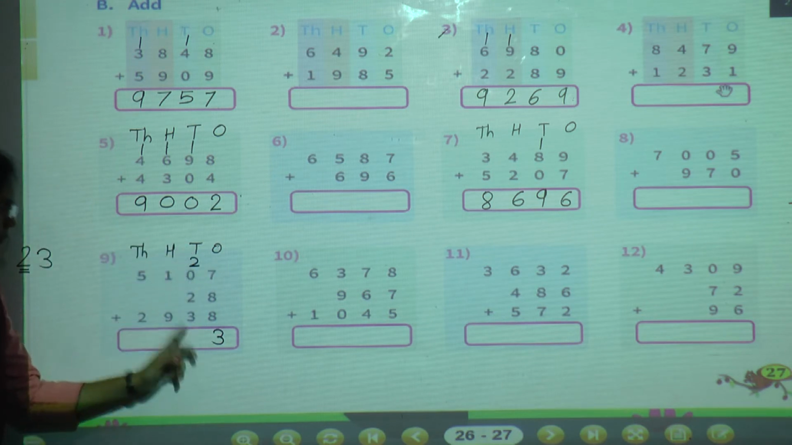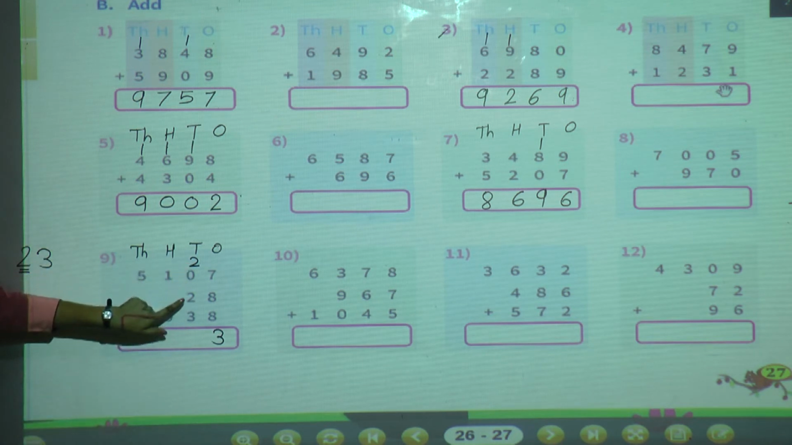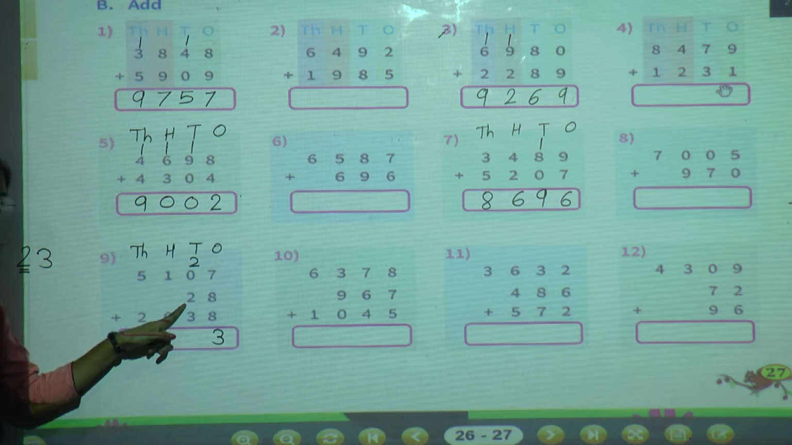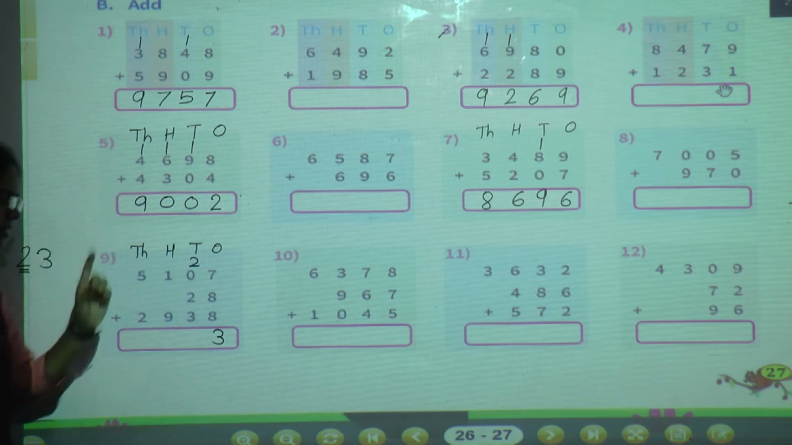Now see the tens place digit. Here 2 is there, plus 0 plus 2 plus 3. Now do the addition. 2 plus 0, 2. Again we have to add 2 in that. 2 plus 2, 4, and again 4 plus 3, yes, 5, 6, 7.